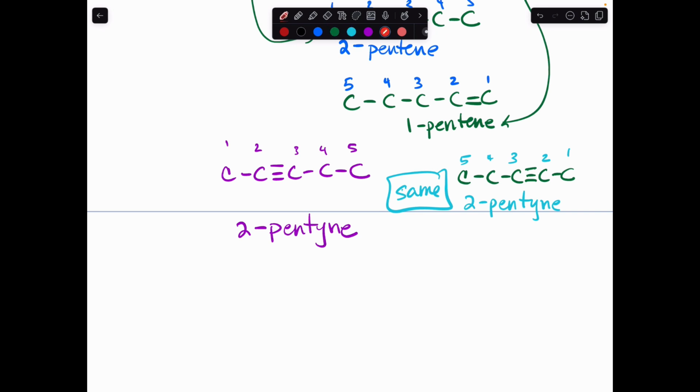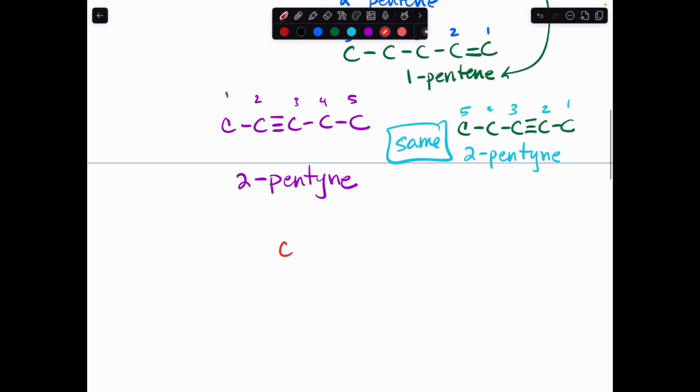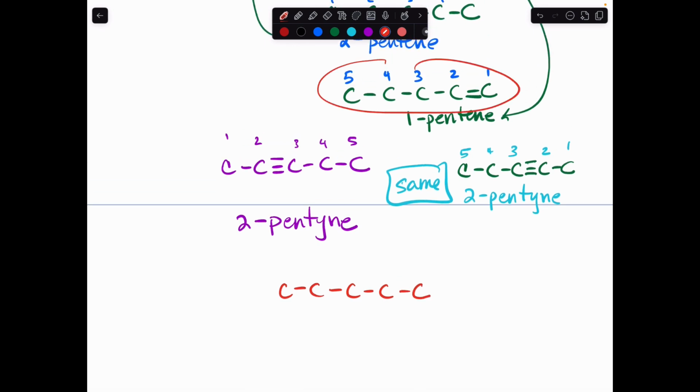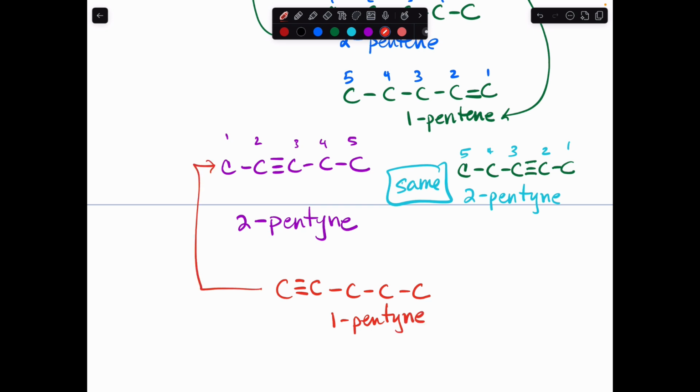But if I had 1, 2, 3, 4, 5, actually I've already got it. These two are, I don't already have it. This is 1-pentyne, and it is an isomer of 2-pentyne.